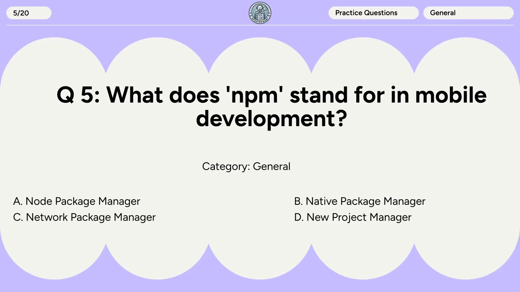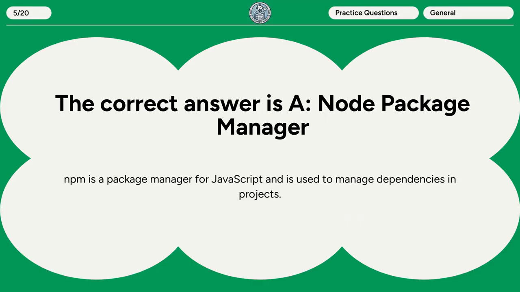Question 5. What does NPM stand for in mobile development? A. Node Package Manager. B. Native Package Manager. C. Network Package Manager. D. New Project Manager. The correct answer is A. Node Package Manager. NPM is a package manager for JavaScript and is used to manage dependencies in projects.